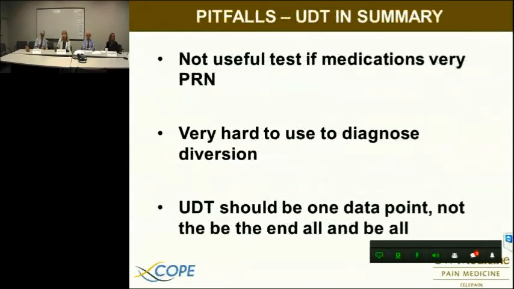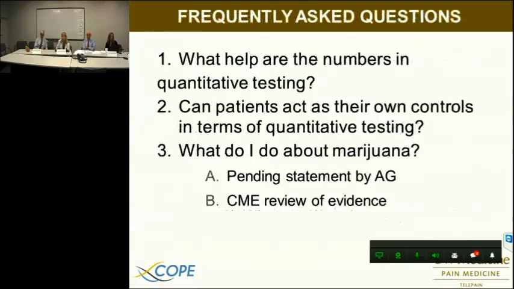So what are the pitfalls? It won't be useful if the medications are taken very PRN, which unfortunately for me, my current most common recommendation is low dose PRN, not every day. You can't use a UDT to test for that. It's very hard to diagnose diversion. There's no test, and I think we look at the hallmark of prescribed drug absent, illicit present, but there's really no proof there. And again, UDT is one data point, not everything.